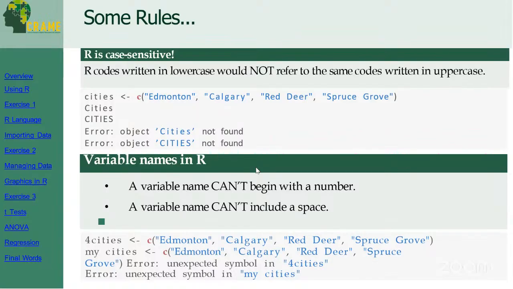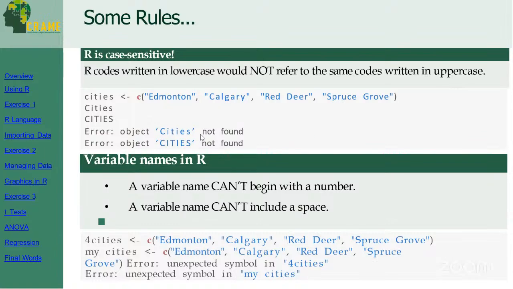Fine. So while defining variable names in R, you have to keep two things in mind: it cannot begin with a number. So the variable name cannot begin with a number. For example, if I write 5 cities here, 5 and then cities, it cannot be a valid variable name.